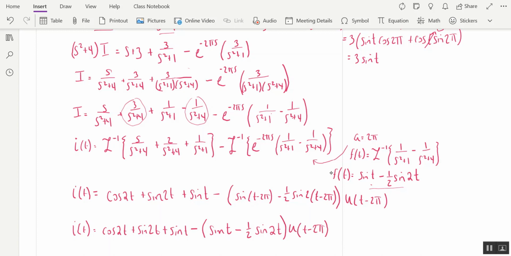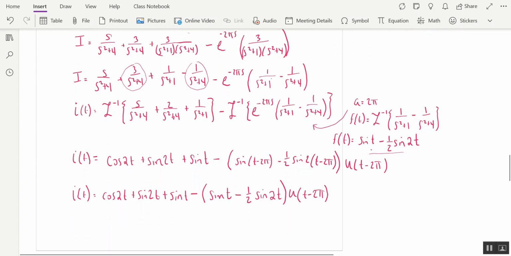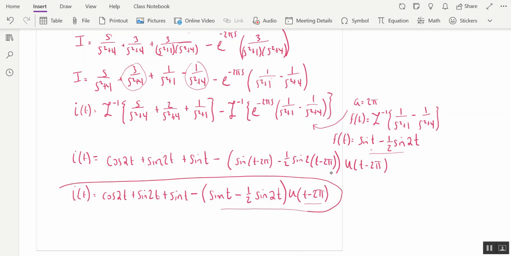Whew, that's it. Now, it looks a little bit scary, but remember, this is just a piecewise defined function. If you graph this, it would just be sines and cosines, and before you get to 2 pi, this second half would be 0, and once you get to 2 pi, this second half would kick in, and you'd be subtracting sine t and then adding 1/2 sine of 2t. Okay, and that's our final answer. Hopefully that's what you got when you did it on your own. All right, and that is the end of this section.